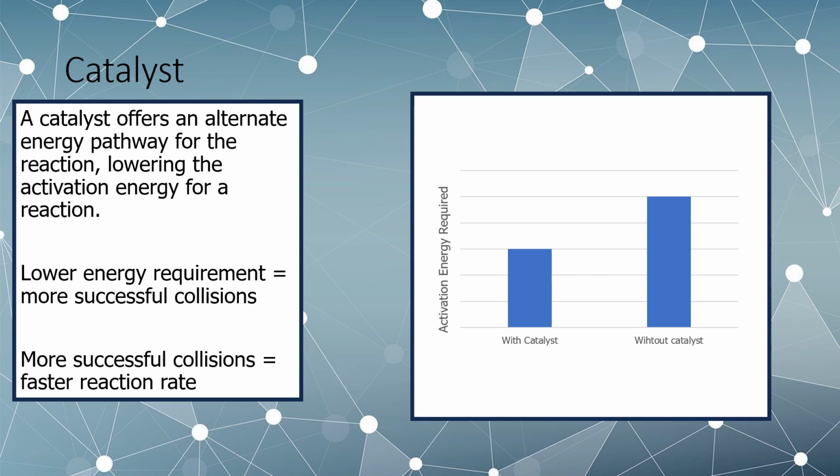The important thing to qualify for a catalyst is that it is not consumed in the reaction. In other words, it doesn't affect the product we are producing, only providing an alternate pathway for that reaction to occur. By lowering the energy requirement for collisions, we allow more successful collisions. As we have more successful collisions, we have a faster reaction rate.